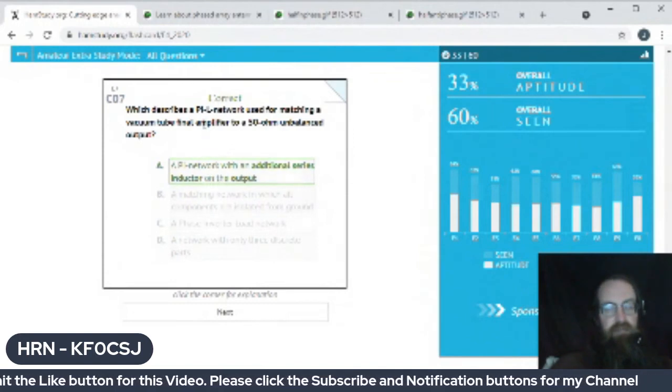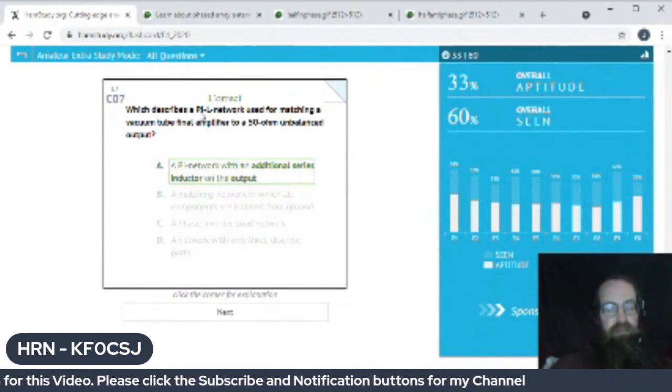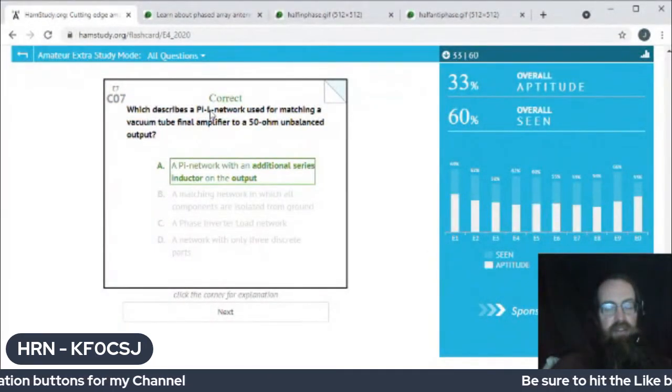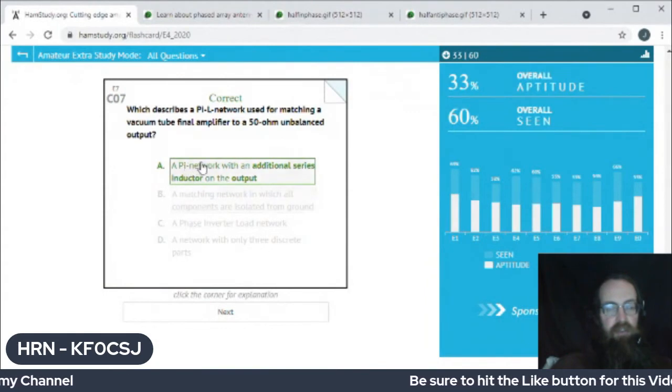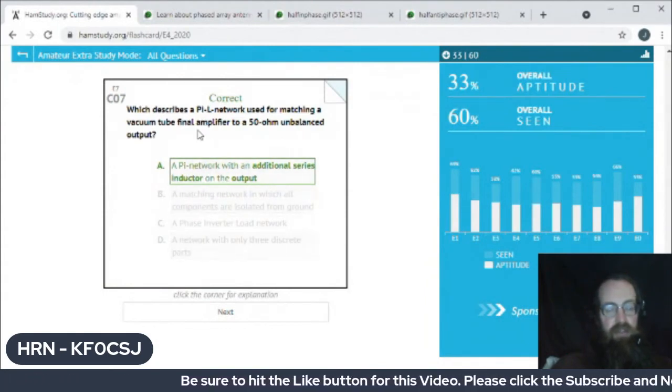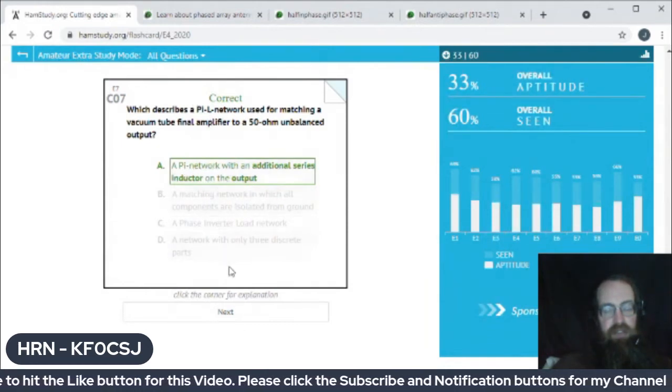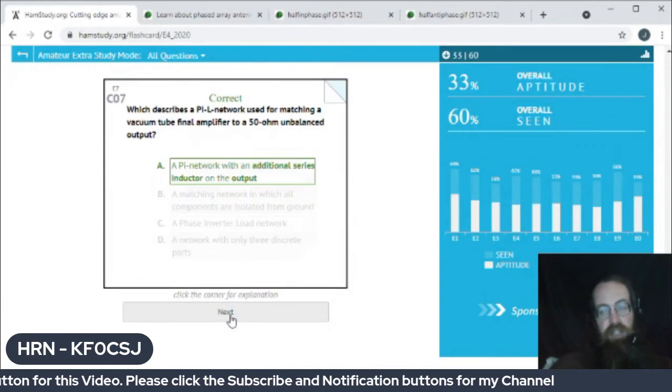So I'm going with A. It's the only one that also refers to a pi network. So it talks about a pi network, so that's also in the answer.